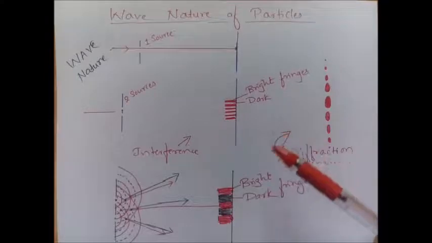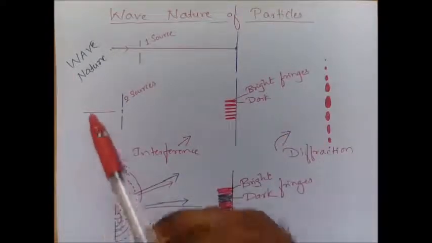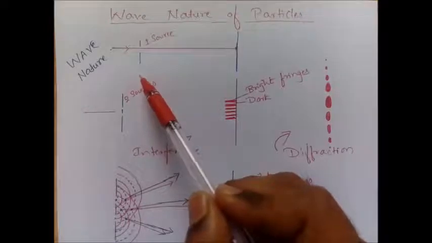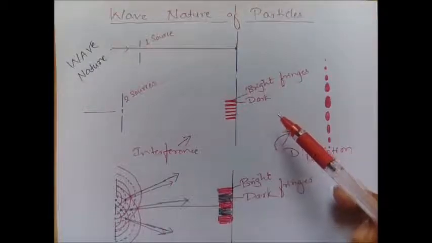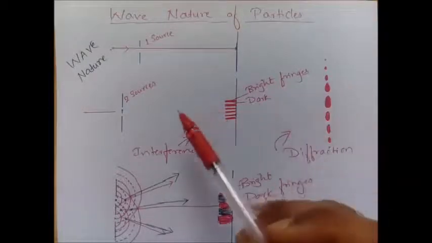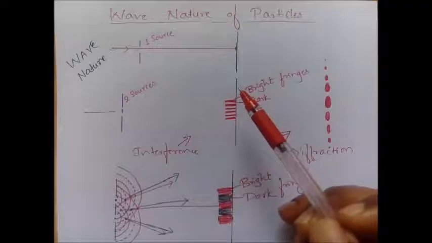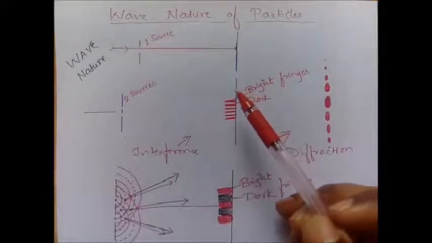For the wave nature we have the evidence, and people agreed that light has wave nature. And for that wave nature, what are the experiments? The experiments are interference and diffraction. So from these two things we can say that light has wave nature.